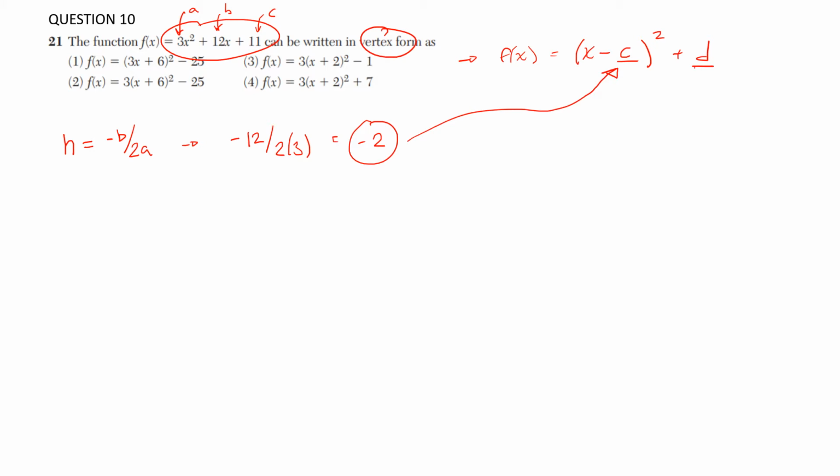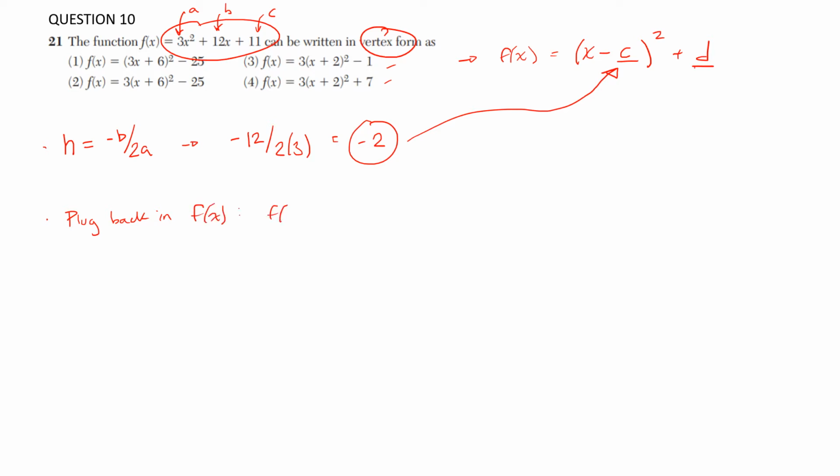That's going to be some sort of x plus 2, which means we're pretty much already down to choices 3 and 4, because that has the x plus 2 in the parentheses. The question is, how do we find that plus d? How do we find that extra coefficient that comes at the end? And all you actually have to do is plug it back in. Just plug back in the vertex, so plug that -2 back into f of x.